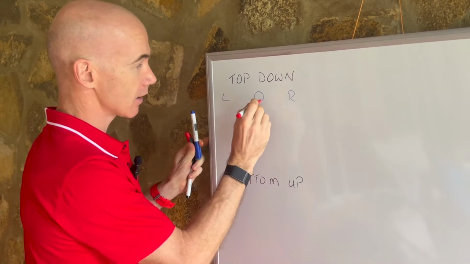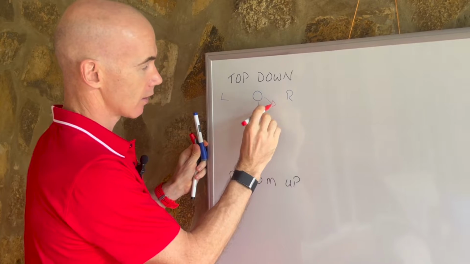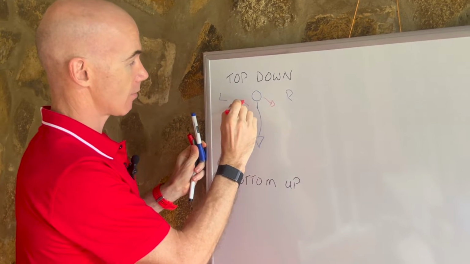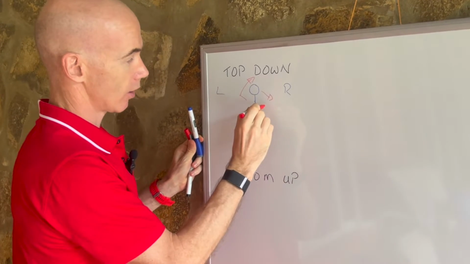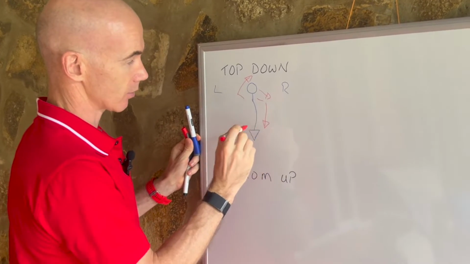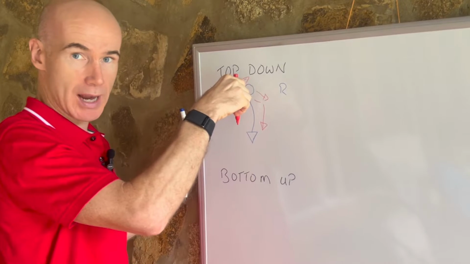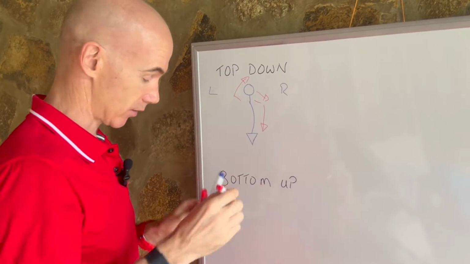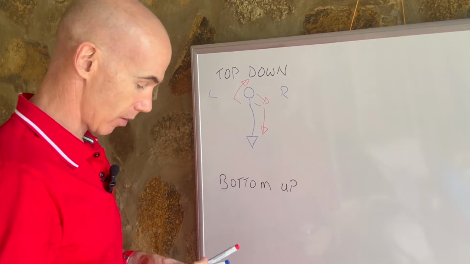I can take the head this way, and that's going to straighten up this curve in the middle. I can take this arm up over the head this way, or I can take this arm down this way. All right, so that's all going to create a top-down change to this spine in what we call the frontal plane, which is just left and right. All right, so how do we do the bottom up?